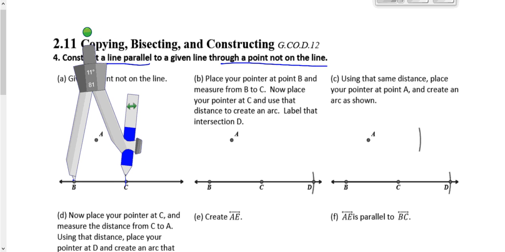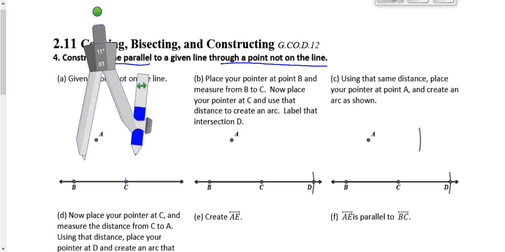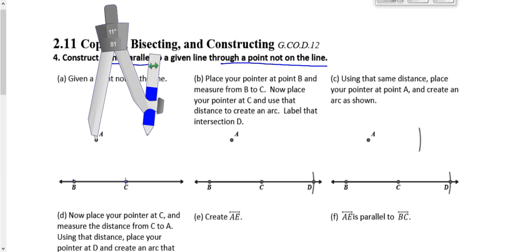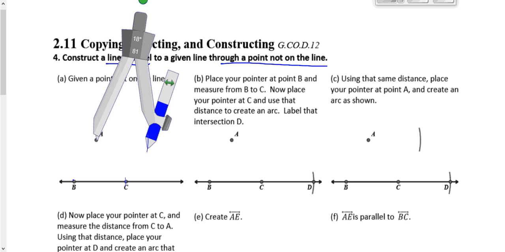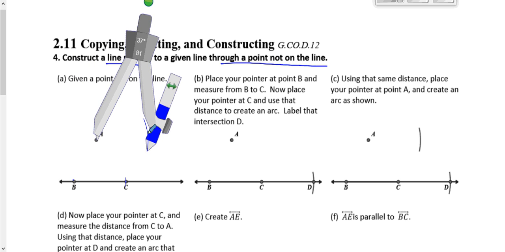So I'm going to show I measured it, right? Well, that's going to correspond to the... I'm going to transfer this distance because my parallel line is going out this way somewhere, right? So I need my arc out here. So I have that distance, yes?